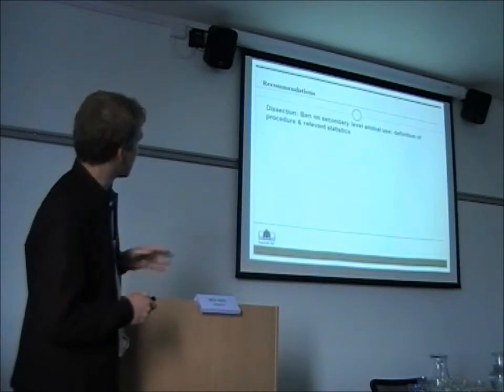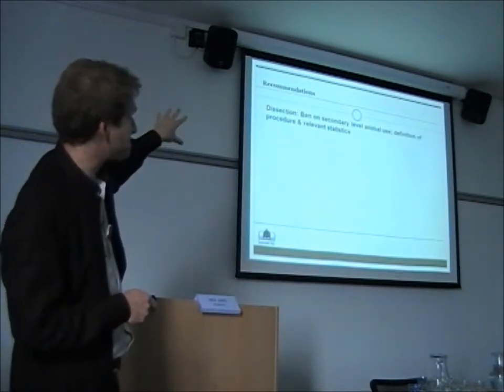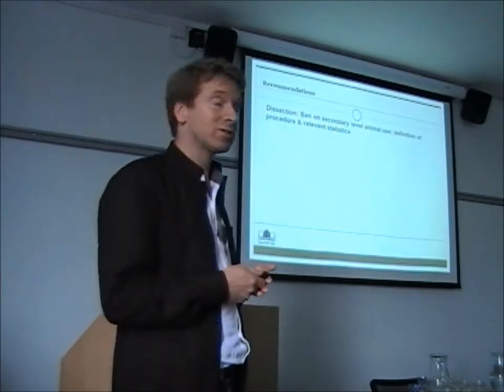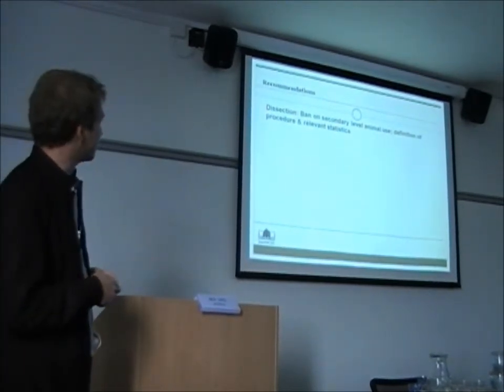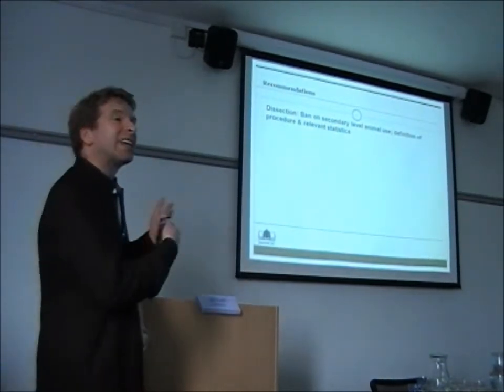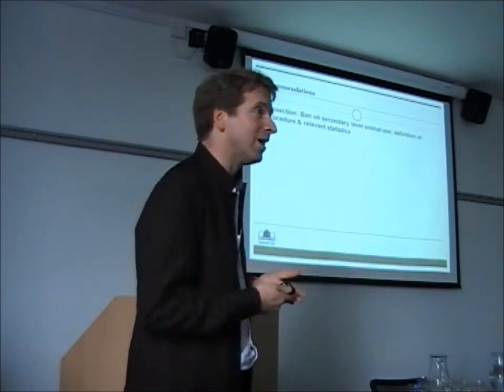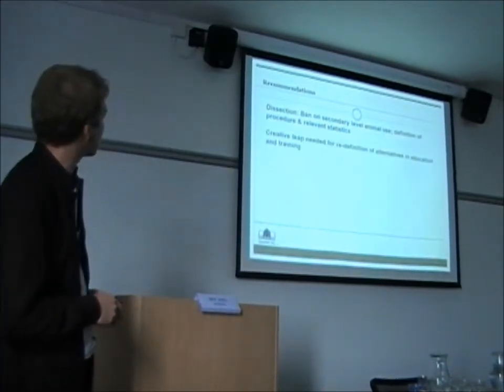So we recommend, this is the second conclusion, a ban on secondary level animal use. We think that's not necessary. At the moment it's voluntary in the UK, but we think it should be banned. Animals that are killed for dissection are not included in the statistics for procedures, therefore we get a distorted view of animal use in education, so that should be changed as well.